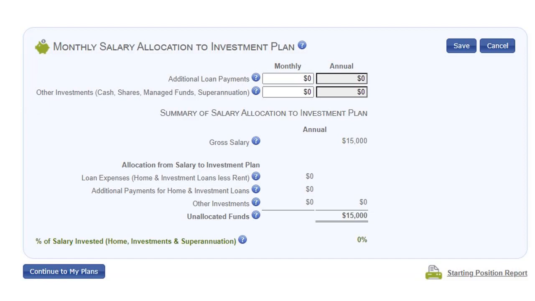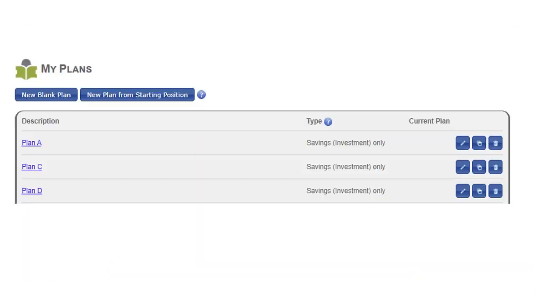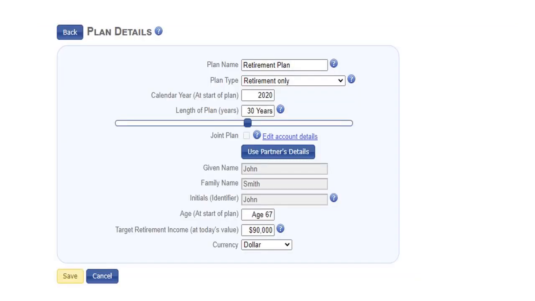If you would like a report of all the information added in the starting position, then you can generate a report here. You are now ready to create your plan, and the option New Plan from Starting Position should be selected. On the plan details, you will need to give the plan a name and select the plan type of retirement only. John is age 67 and his target retirement income is $90,000 a year.